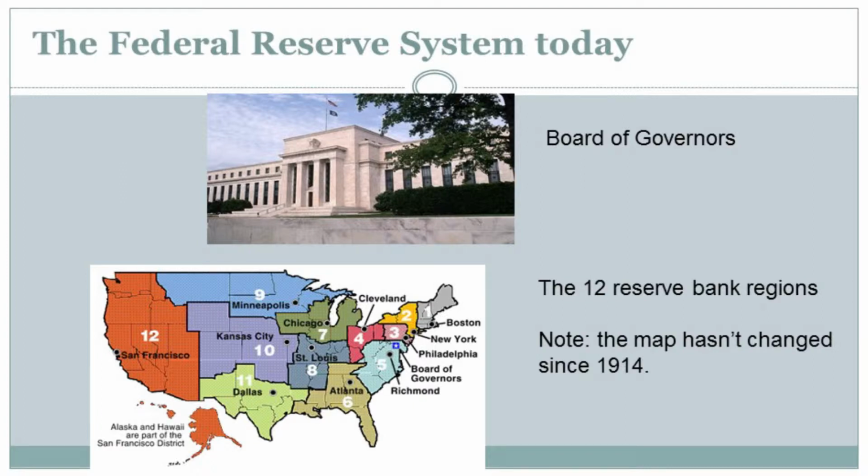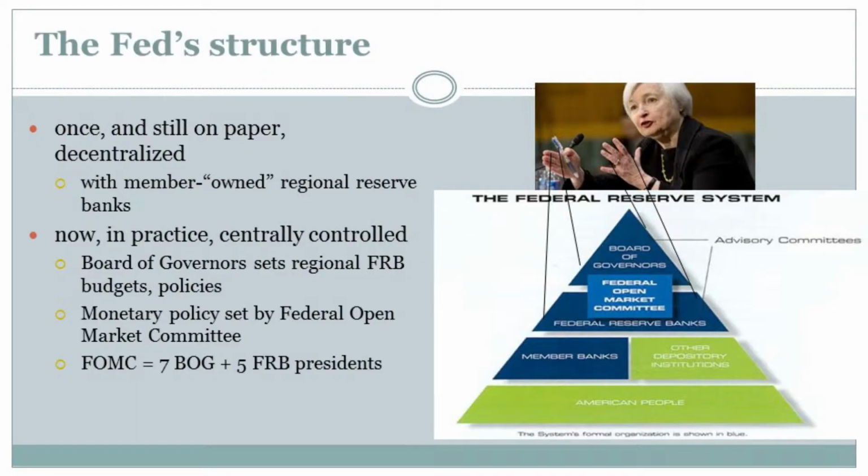Right, the population has moved west. The 12th Federal Reserve Bank region now has about a third of the U.S. population in it. But the map hasn't been redrawn because that would shrink somebody's turf. Here's the Federal Reserve structure. The strings are a joke.